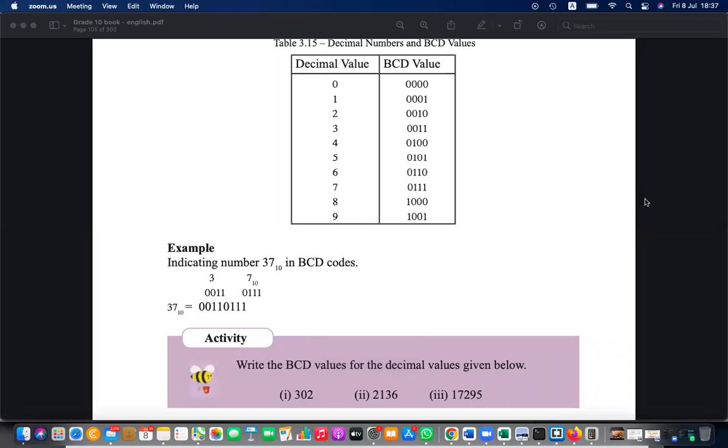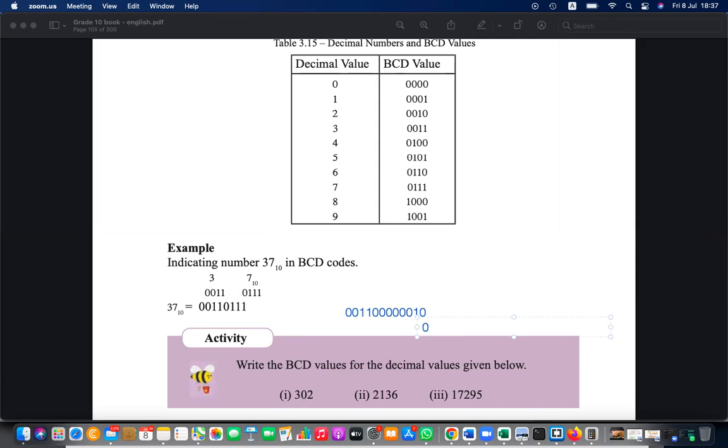The first one, 302. Okay, this is very easy. So 3 is 0011, 0 is 0000, 2 is 0010. Okay, this one is correct. Then the next one. So these are very easy, right?